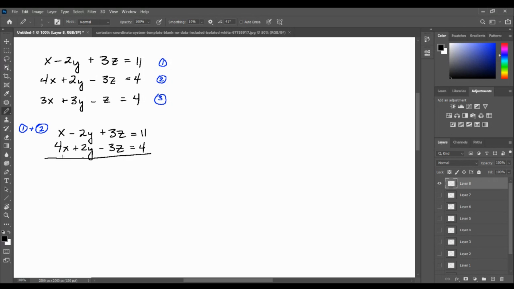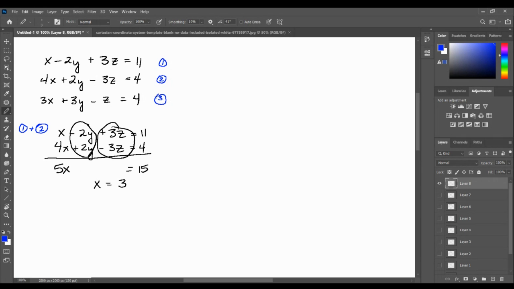When I add those together, I get 5x minus, oh, y is gone too. So not minus anything, equals 15. Both of those were eliminated. I didn't notice that at first. I wanted to get rid of z, but both got eliminated. So we can actually right now solve for x. Just divide both sides by 3. So that works out. It's just kind of lucky.